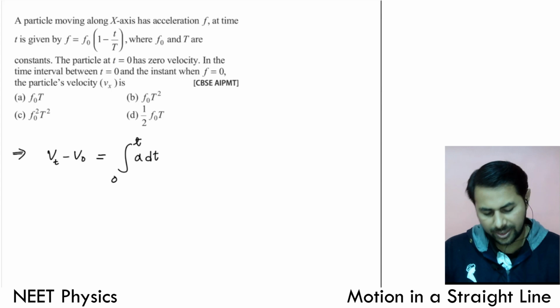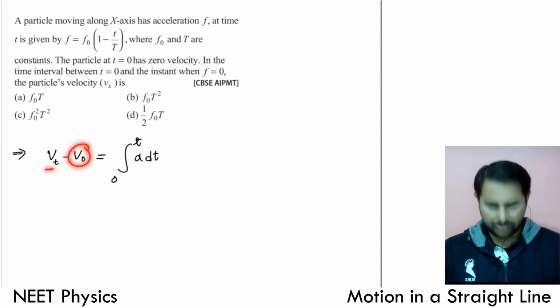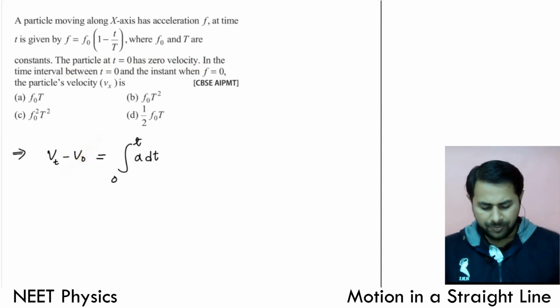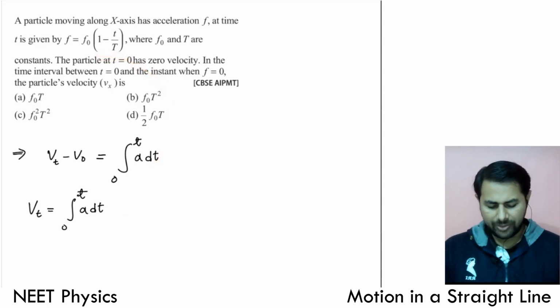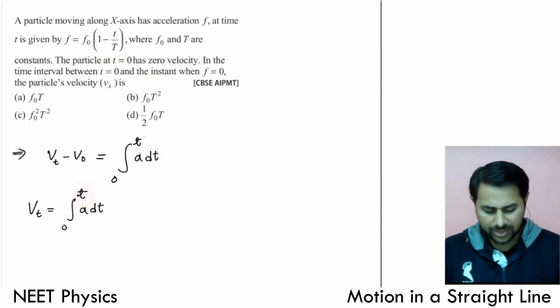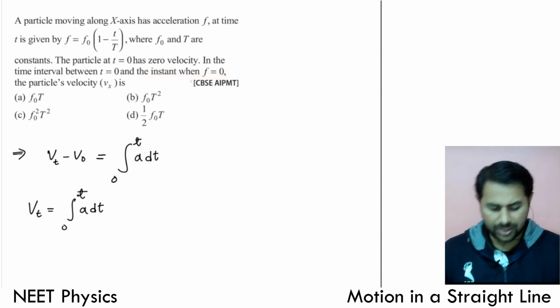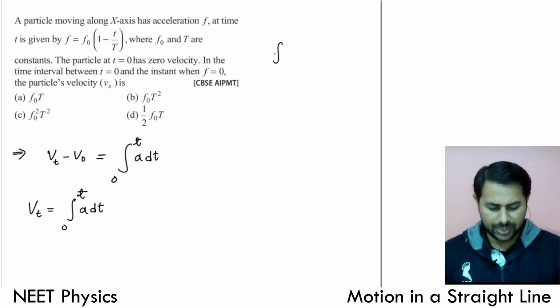And they say that the particle has 0 velocity at the start, which means v naught is equal to 0. So v at time t is just equal to the integral from 0 to t of a dt. So we need to take the integral of this thing, but then we want to know what this time t is. For that they have given another condition: f is equal to 0. So just take f is equal to 0.